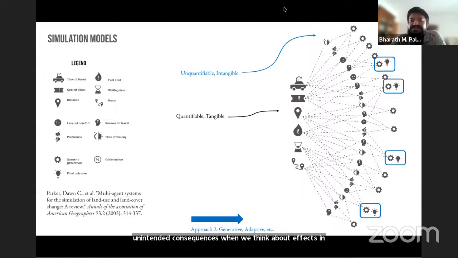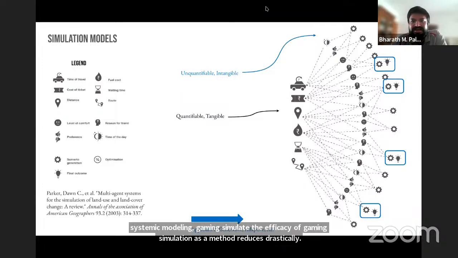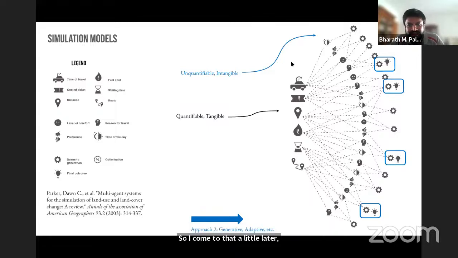So that becomes something that needs to, sorry, just looking at the chat, there were two questions. Yeah, Eric, I'll just get to that in the very end, because I feel, unfortunately or fortunately, many people forget that modeling is a critical element of creating gaming simulations as well. I would actually argue that without any form of substantive modeling, the efficacy of gaming simulation as a method reduces drastically. So I'll come to that a little later, Alec. Thank you for the question. It's a fairly important question. And Leon, do you recommend? Oh, tons of literature. We can talk about it later, Leon. There's a lot of literature in gaming simulation, at least.